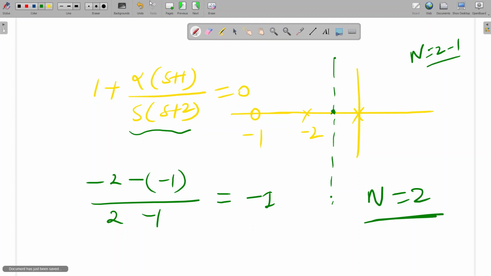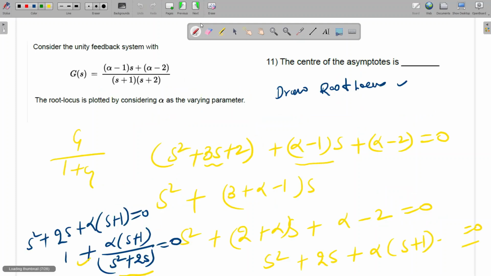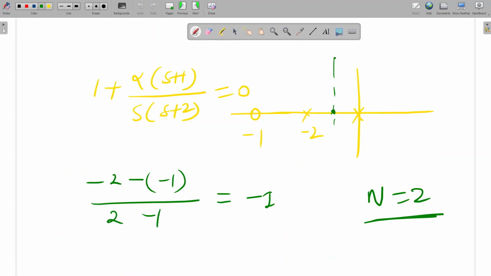So the asymptote will not be here. But what is the centroid asking? The center of asymptotes: sigma is the real part of poles, so minus 2, minus the real part of zero, minus minus 1, divided by number of poles minus number of zeros. This is minus 1. So at minus 1 only the asymptote will be there. But if only 1 is there, then no need to think about the asymptote. Then our root locus will be like this. It will come here and form a circle only. Is it clear up to now?